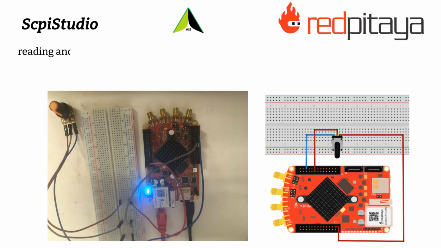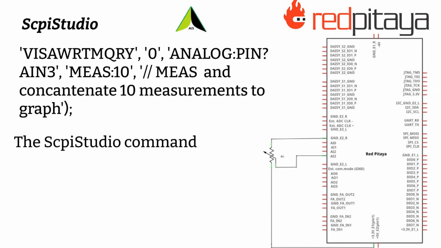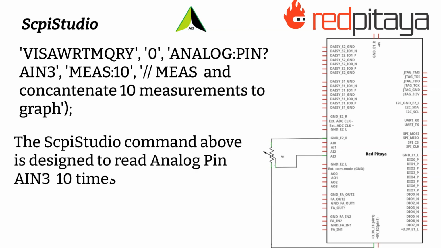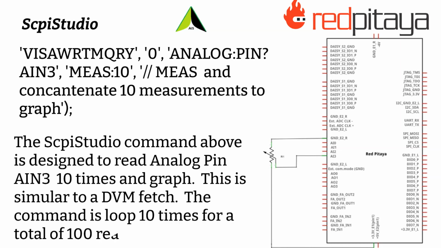Skippy Studio, reading and graphing analog input AIN3 100 times over the Skippy remote interface using setup for Red Pitaya example. The Skippy Studio command above is designed to read analog pin AIN3 10 times and graph. This is similar to a DVM fetch. The command is looped 10 times for a total of 100 reads.